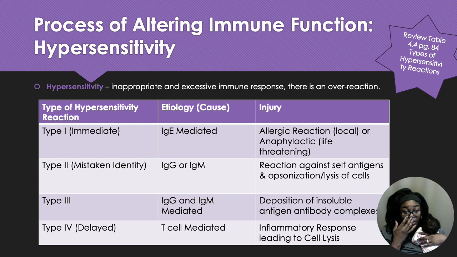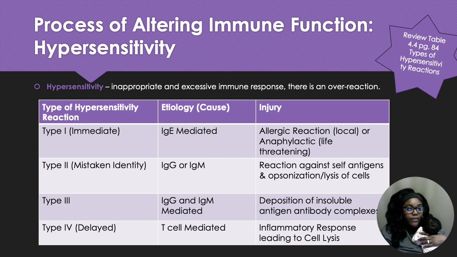We have type 3, where we have antibody complexes that are not soluble. They can't react. So again, this is an IgM and IgG mediated reaction. And then we have a type 4, which is generally a delayed reaction. And this is more so T cell mediated.